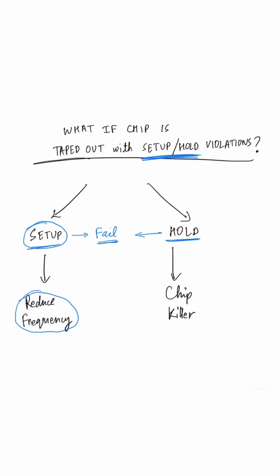So, for example, if the chip was originally intended to run at 2 GHz, we can try reducing the operating frequency to 1.9 or 1.8 or even lower, and the chip might start functioning properly. So in that way, it is still possible to make the chip work if you had a setup timing violation in your design. But in case of hold timing violation, we know that hold timing is usually not dependent on the clock period. So hold violations are usually considered chip killers, and therefore, hold timing violations must be fixed before tape out.